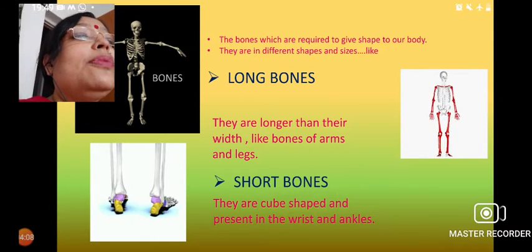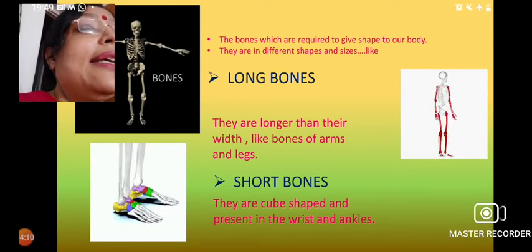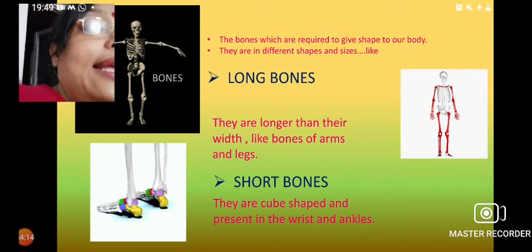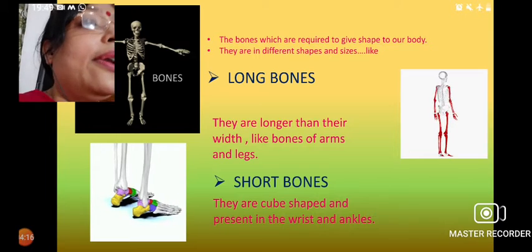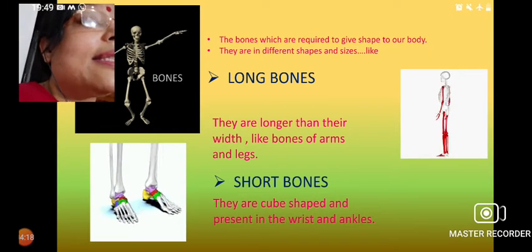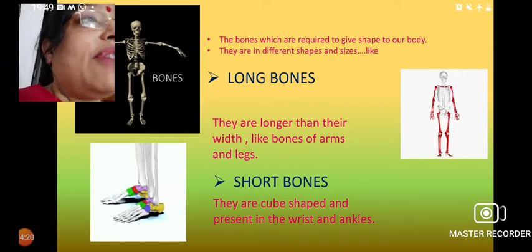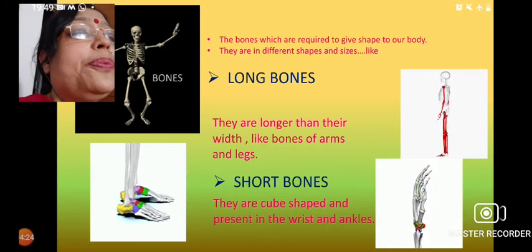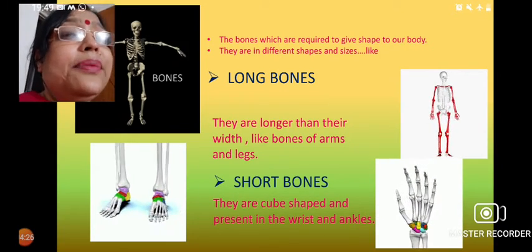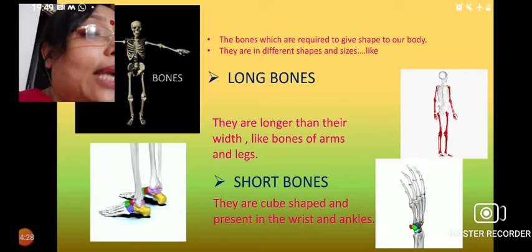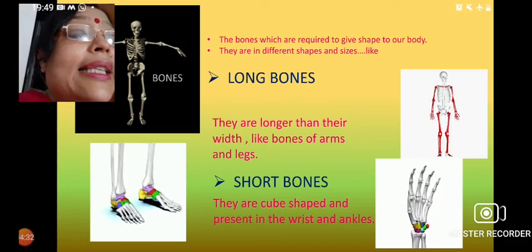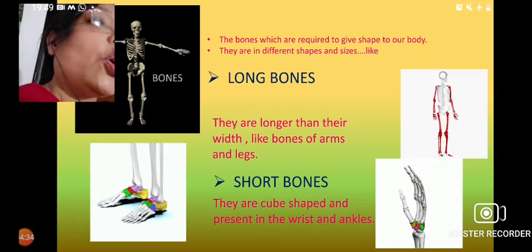Here is the example of the long bone, whose length is longer than its width. By seeing this picture, you can have a very clear idea about the long bone. And the ankle bone and the wrist bone, you can see there is so much similarity. These bones are known as the short bones.